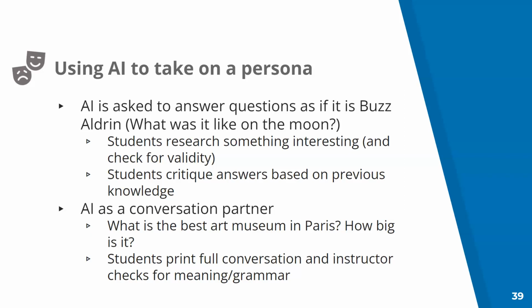And then the other part to think about when we think about AI as taking on a persona is as a conversation partner. So I work with language faculty, so I'm always thinking about what could happen to them. So maybe a student needs to practice vocabulary about trips or art, whatever it might be. It starts a conversation in French with AI. Tell me about the best museum in Paris. It asks follow-up questions. It saves that entire chat conversation and submits it to the instructor so the instructor can look at the students' grammar.